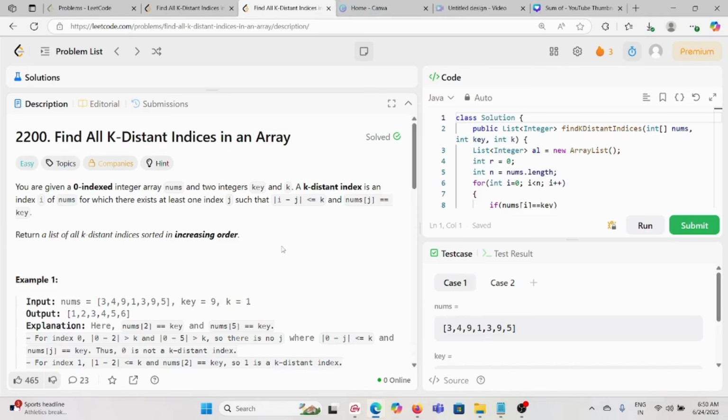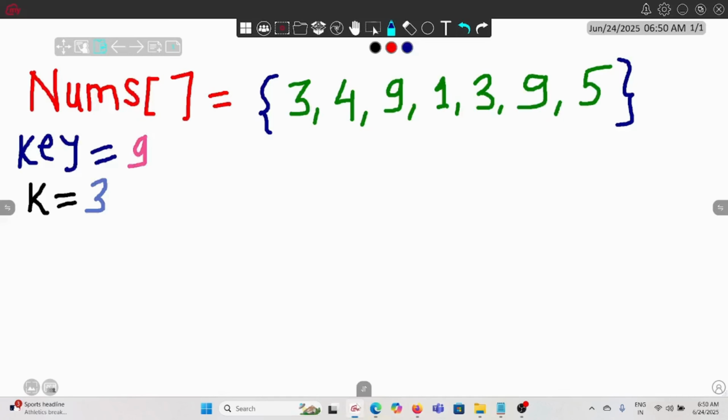Friends, so today we are solving Find All K-Distant Indexes in an Array. We are given a 0-indexed integer array nums and two integers, key and k. A k-distant index is an index i of nums for which there exists at least one index j such that |i - j| is less than or equal to k.